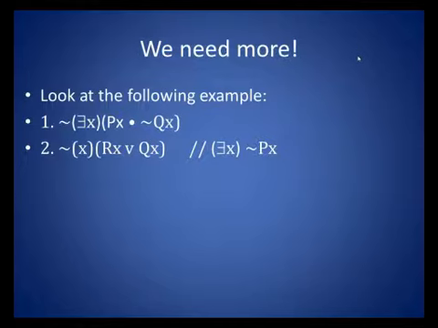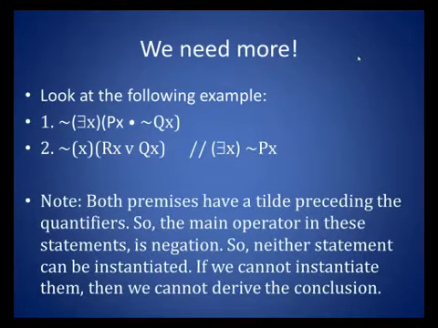Notice, both premise 1 and premise 2 have tildes preceding the quantifiers. So the main operator in these statements is a negation. Neither statement can be instantiated, and if we can't instantiate them, then we can't derive the conclusion. Notice there's no rule of implication that we can use for any of this. And I cannot instantiate because I can only instantiate when my quantifier governs the entire line. But in this case, it's the negation that is the main operator. So with the negation being the main operator, I'm not allowed to instantiate.